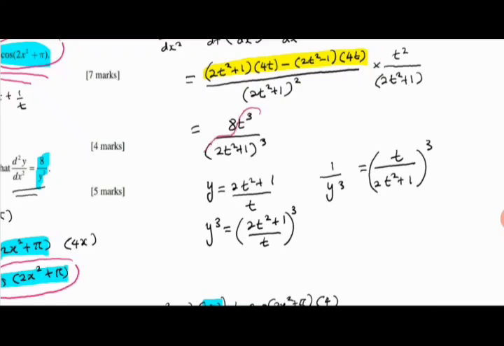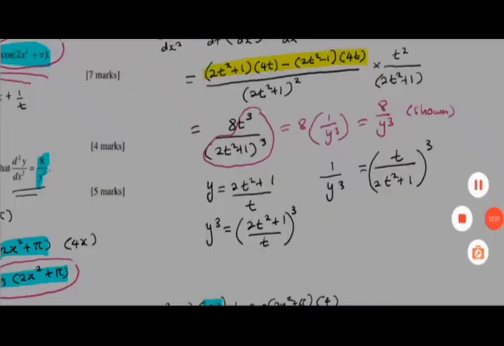Which is equal to this. So this is actually 8 times 1 over y cubed, so it is equal to 8 over y cubed. So, shown.